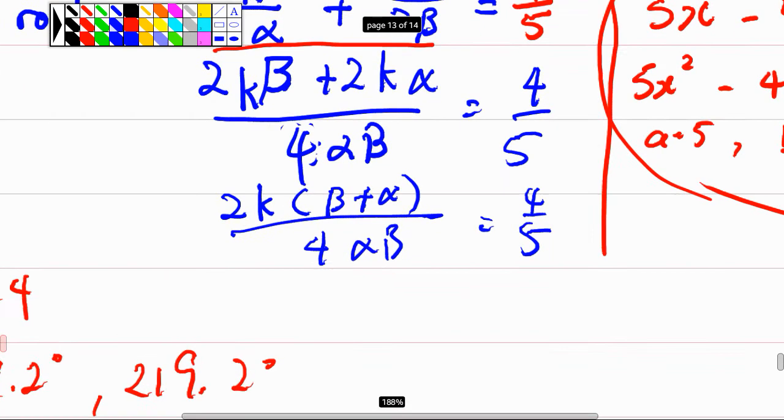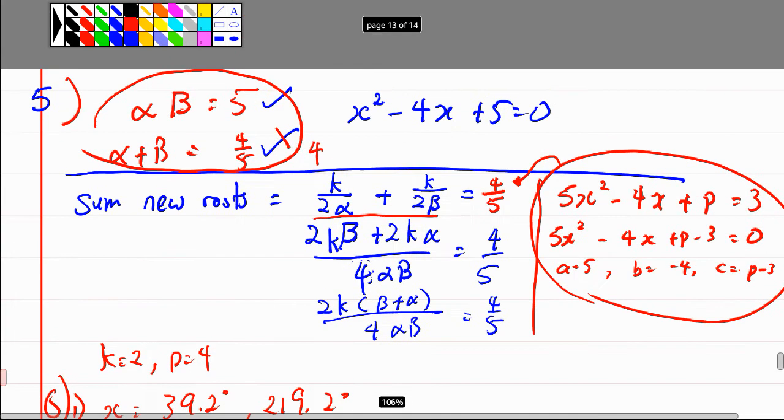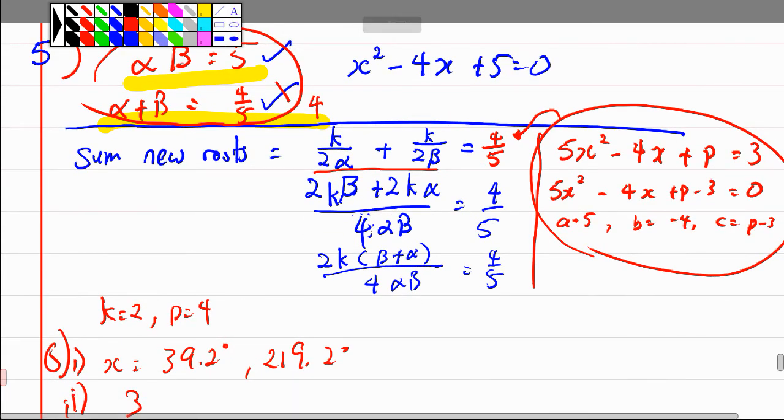How do I continue here? Do I know the value of alpha plus beta? You use the top one now. Use this now, understand? Okay? So what do you put in alpha plus beta? 4. So then here becomes 2k bracket 4. What about alpha beta? 5. This is 4 over 5. So what is k? Half.